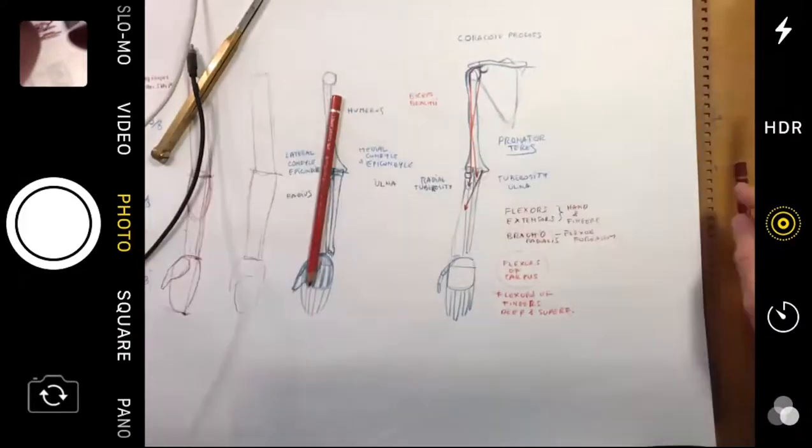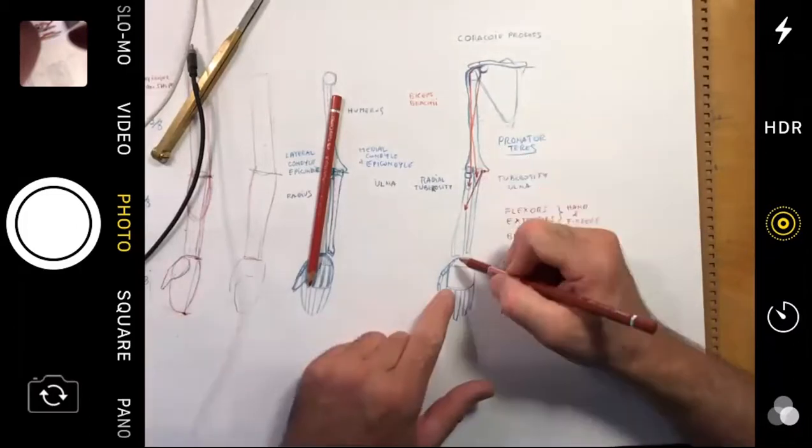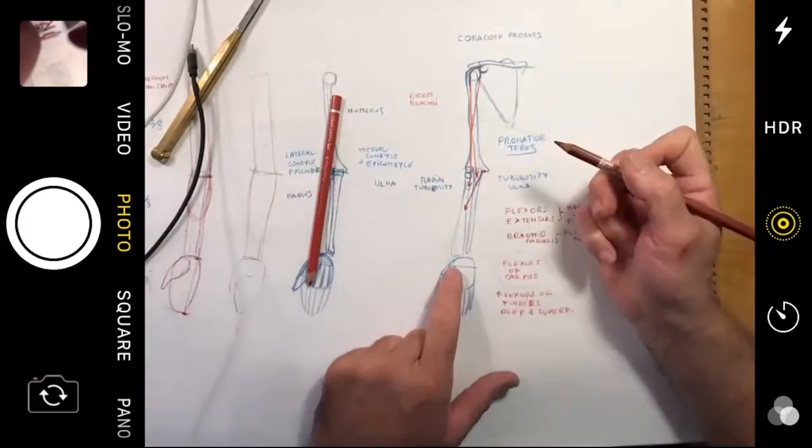Now from here, I have a muscle that goes from this point in here down to the carpus.